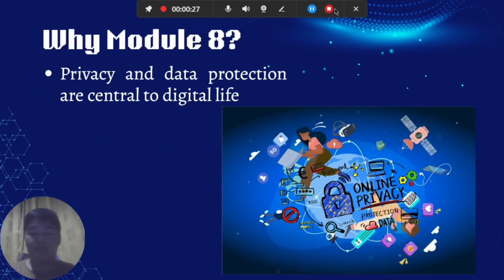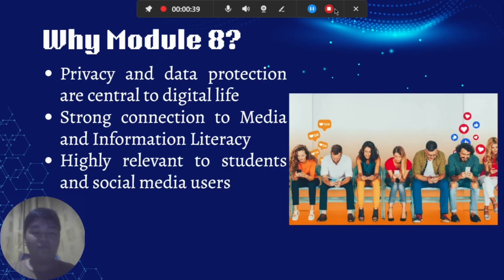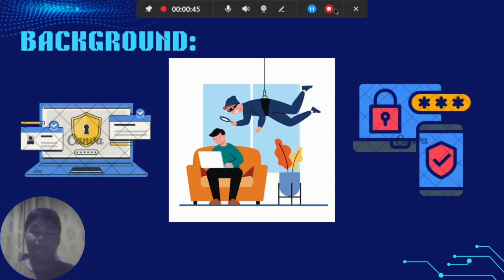As we all know, technology is becoming a central part of our lives, especially our digital life. So it is important for us to know that this topic has a strong connection to media and information literacy, as well as high relevance to students and social media users. For a quick background, this topic will mostly revolve around understanding the word privacy and how, like most concepts, it is quite difficult to give a full definition of privacy in one or two sentences. There is quite literally no universal definition for it, as individuals and different countries offer different meanings and value of the word privacy.